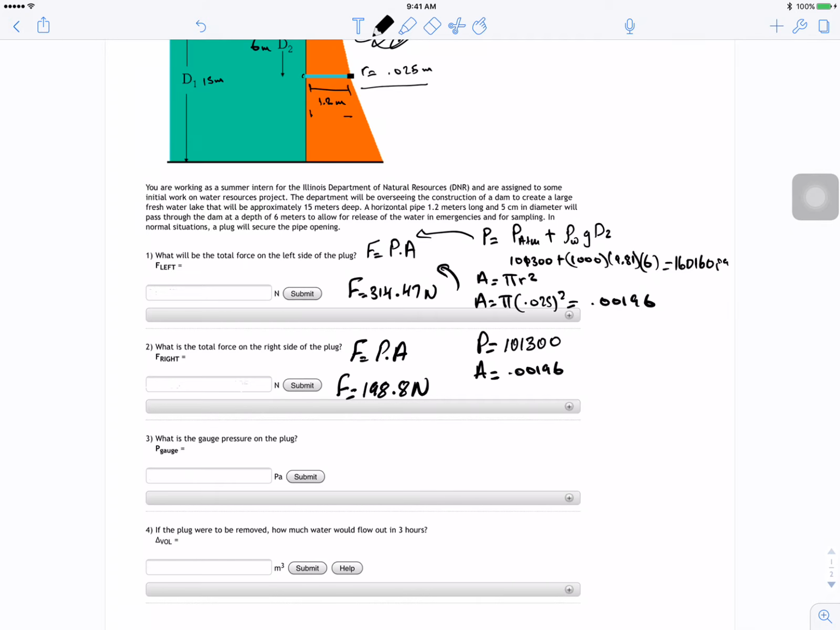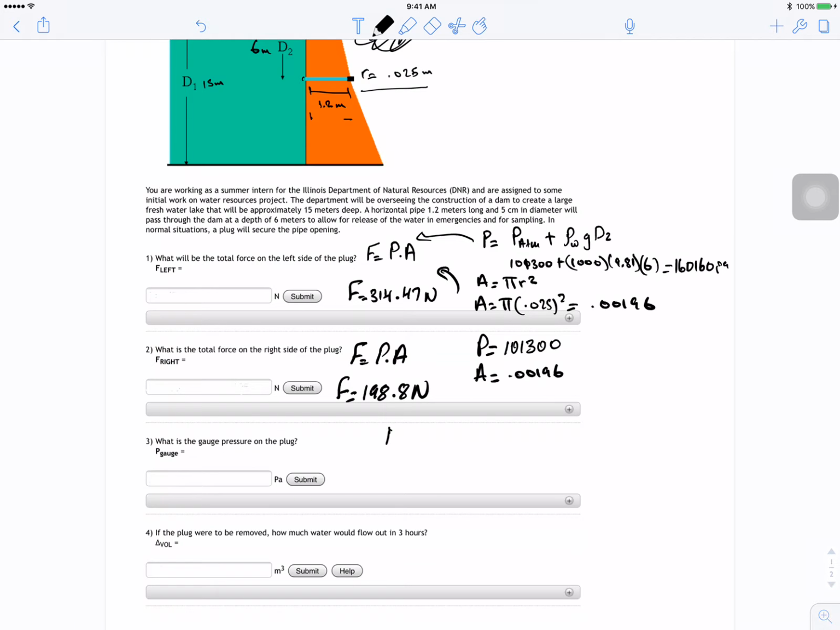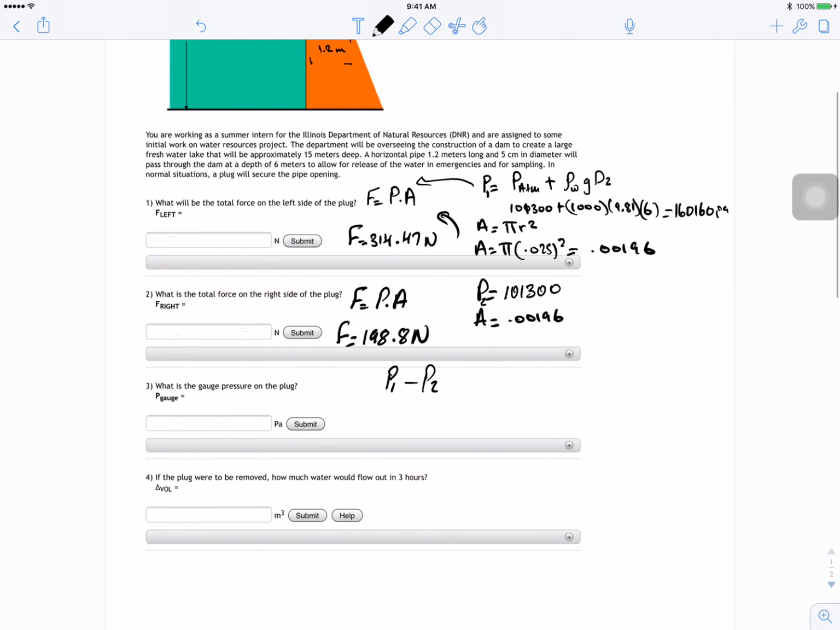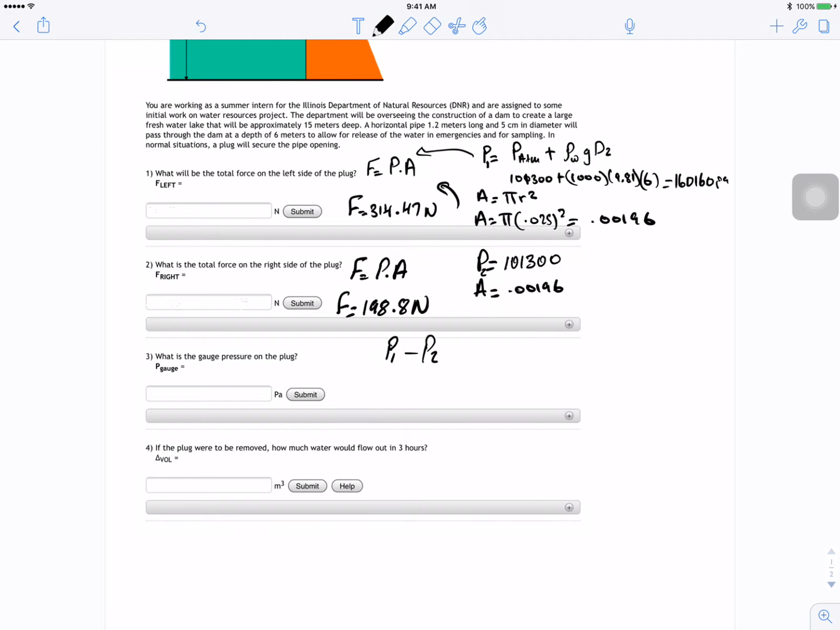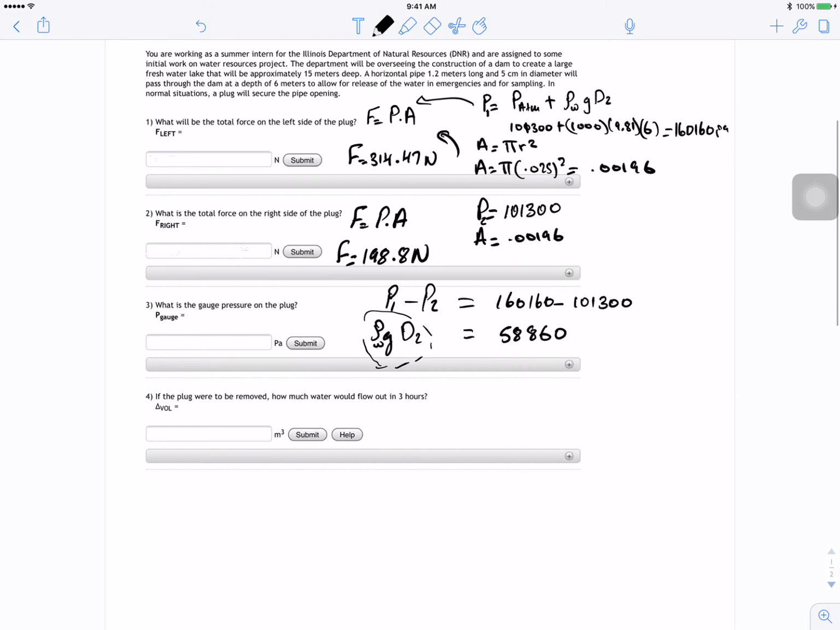Alright, so what's the gauge pressure on the plug? Okay, gauge pressure is only P1 minus P2, and let's call this P1 and this is P2. Okay, so 160 minus 101,300, okay, which is equal to 58,860, which, if you think about it, it's the same as when you do rho g h, and h in this case is D2. Yeah, I think so, I'm pretty sure. It's the same thing if you do the values of these guys. Cool.